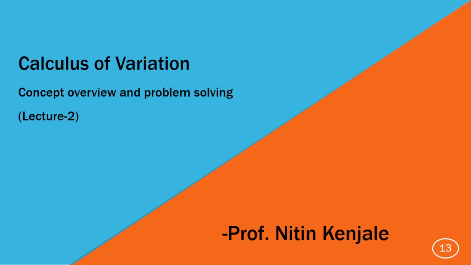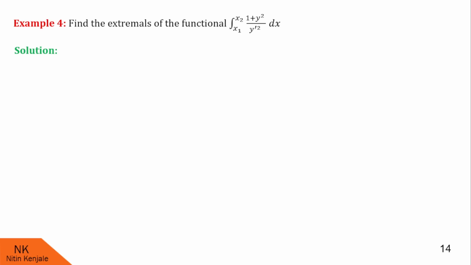In this video, I am going to discuss some more examples on finding extremals for the given functional. Let us see the next example. Here we are asked to find the extremals of the functional given by the integral of 1 plus y square upon y dash square dx. Here f is (1 plus y square) upon y dash square.